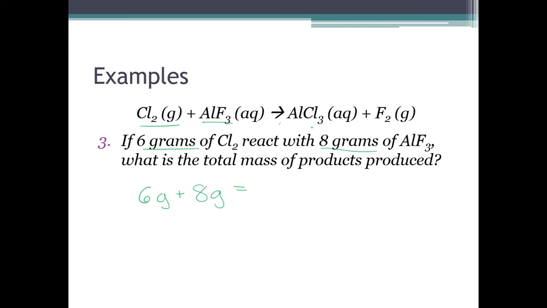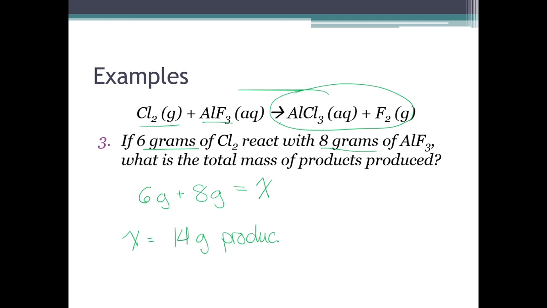But now it's not giving us one product or the other. It's just asking for the total mass of all of this together. We are looking for the total mass of the products. So we've got 6 grams plus 8 grams is 14 grams. Since we started with 14 grams, we must end with 14 grams. So X is the amount of reactant we started with, but it's also the amount of product formed.